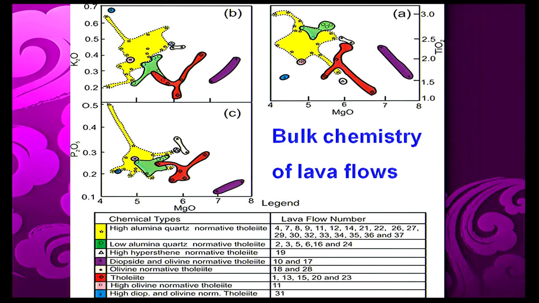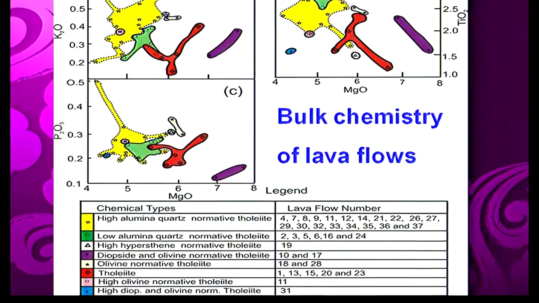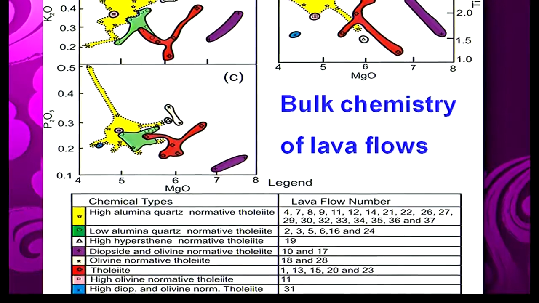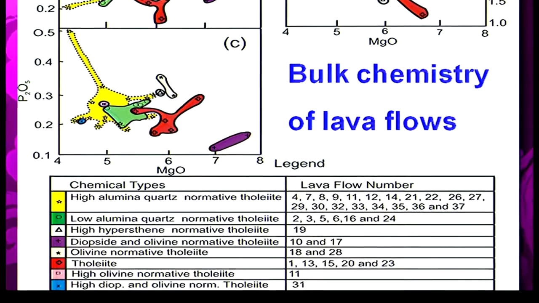How powerful this major oxide chemistry is, you may appreciate when we plot the major oxide composition on a bivariate plot. See, the plot between magnesium and potassium oxide, it has a separate field. The yellow color field represents high alumina quartz normative tholeiite. It has a very lengthy name, but it has separate major oxide characteristics. Similarly, low alumina quartz normative tholeiite. Similarly, you have high alumina hypersthene. Hypersthene is also a mineral. Tholeiite is a variety of basalt. Then high olivine normative tholeiites, high diopside olivine normative tholeiite. So, these are the various technical terms. Depending upon the major oxide compositions, they have been applied in order to describe these volcanic rocks into different categories.